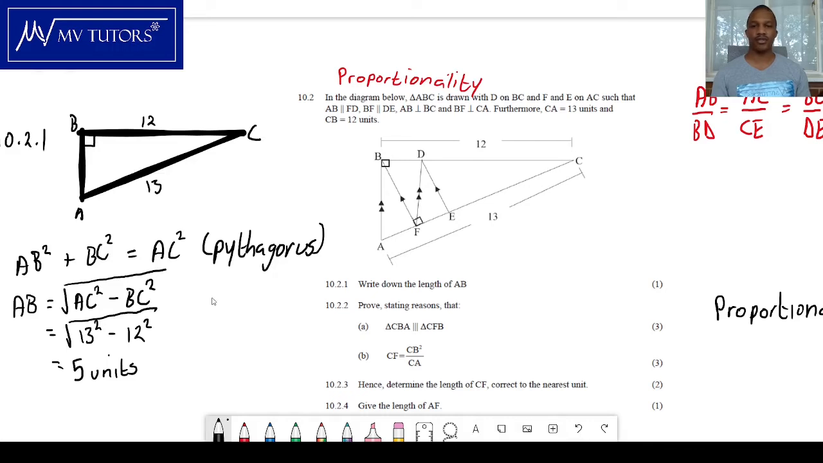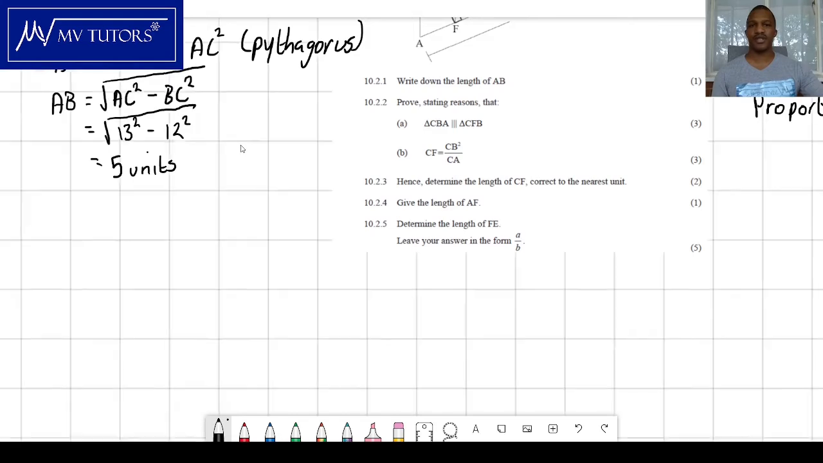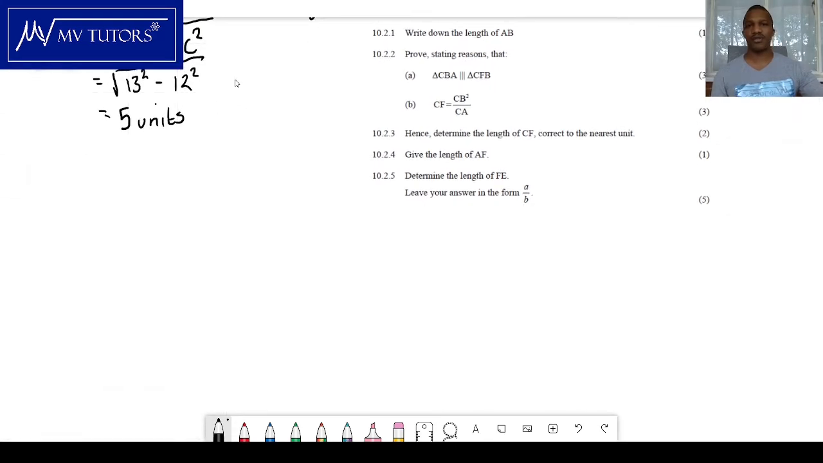Okay, so that's 10.2.1. And now they say prove, stating reasons, that triangle CFD is similar to triangle CAB. So whenever you get this question, which is what I was saying to you previously, all you have to do then is take what you've been given.